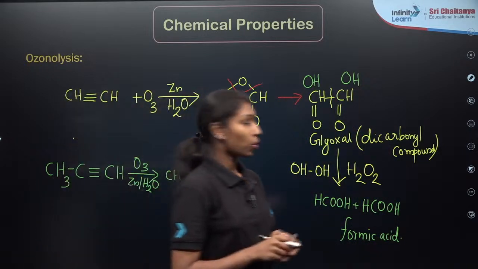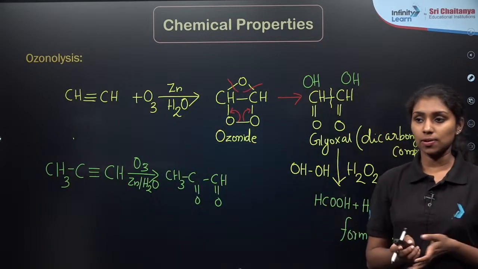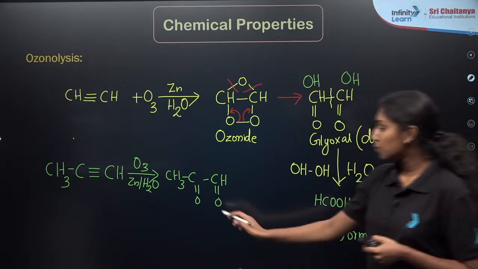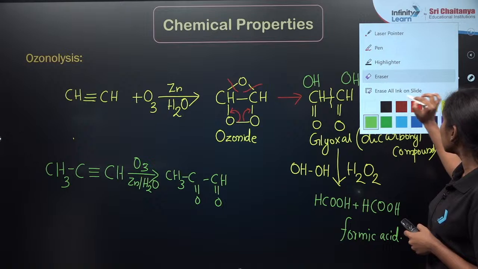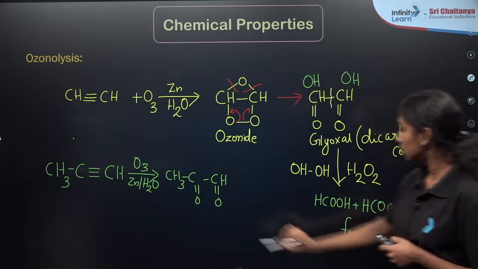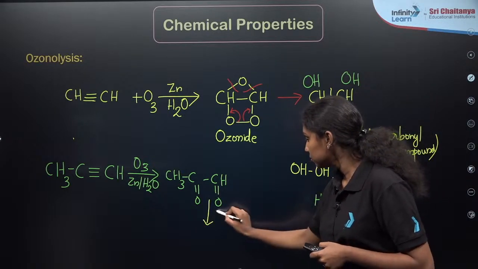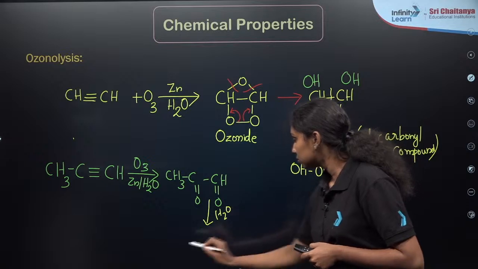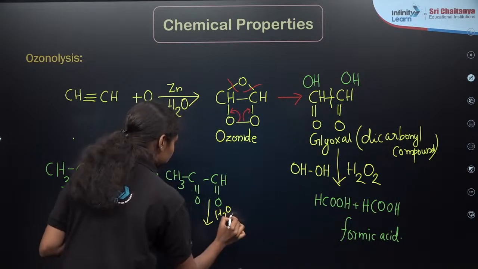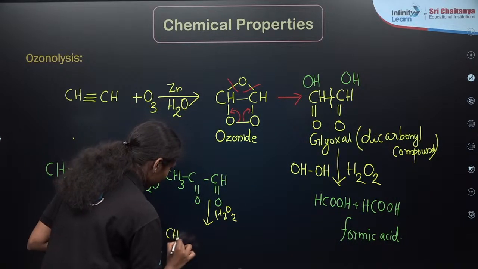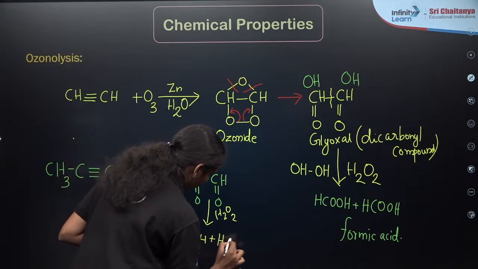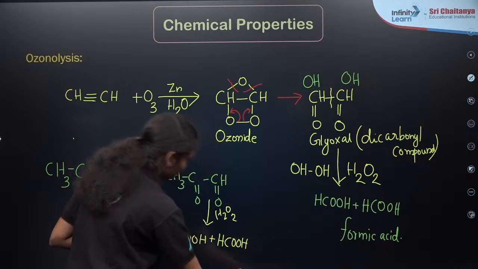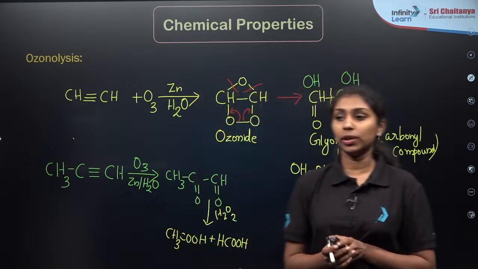Similarly, you can write down the product for the other higher alkynes also by using this method. Instead of using H2O2 here, similarly you can get the corresponding carboxylic acid here. One mole of acetic acid plus one mole of formic acid you will get as the product here. I hope it is clear for everyone.